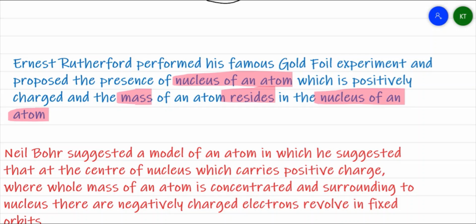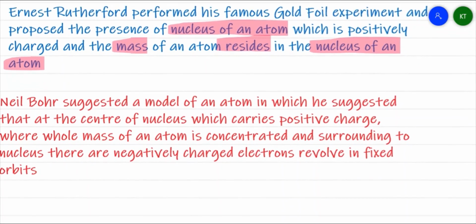So the whole mass of an atom resides at the center, that is called the nucleus of an atom. But this model also suffers from a drawback: whenever any charged body revolves around another charged body, it should continuously radiate energy. But this required explanation was not given by Rutherford, so his model also suffers from a drawback.